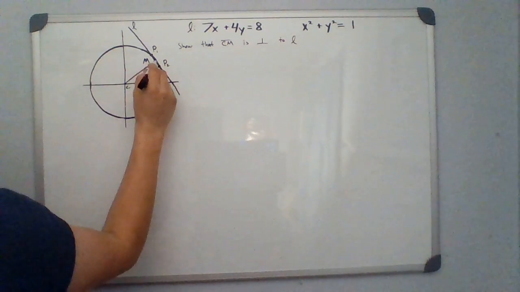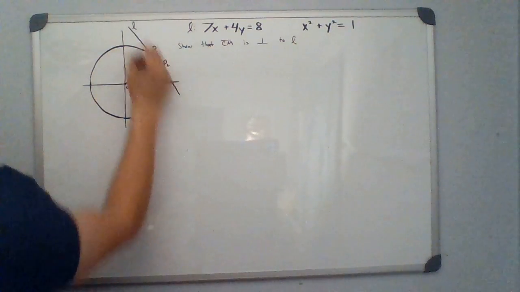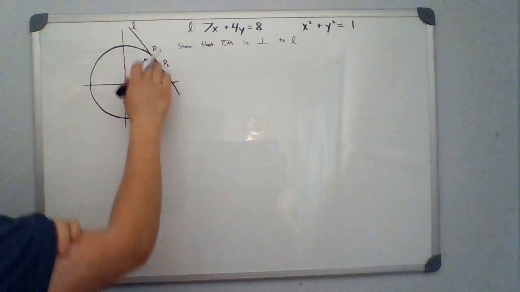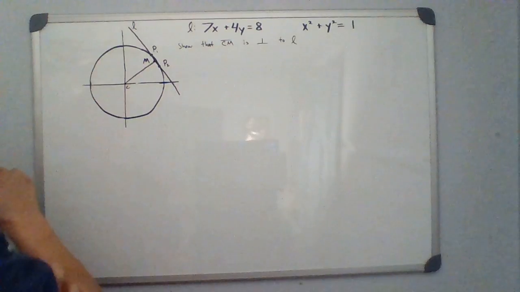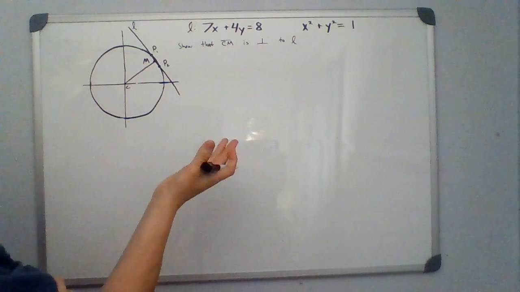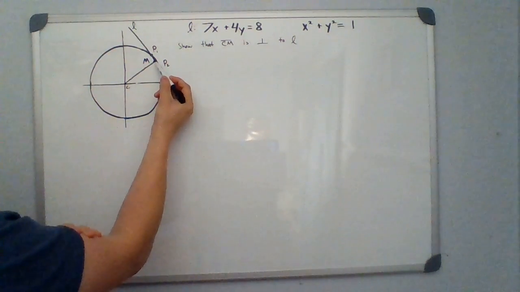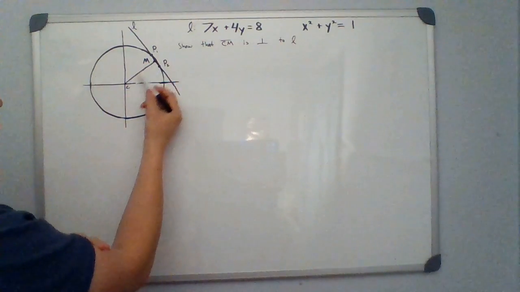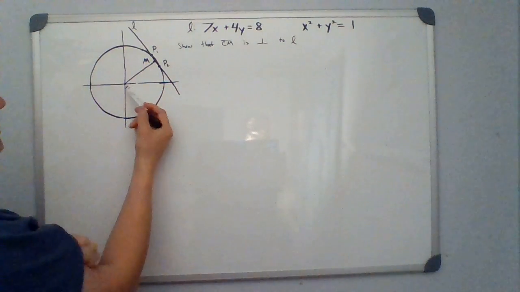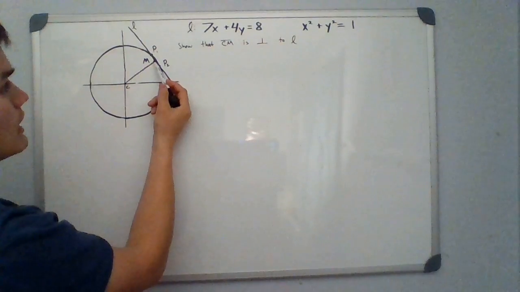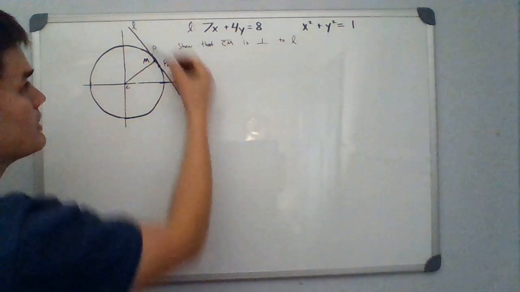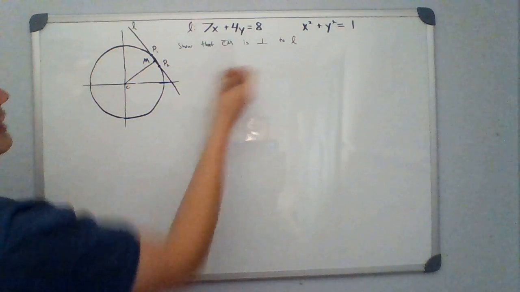After I find the midpoint between P1 and P2, these two points that lie on that line, I'm going to draw a segment from the center of the circle to the midpoint, and I want to show that that is perpendicular to our original line.